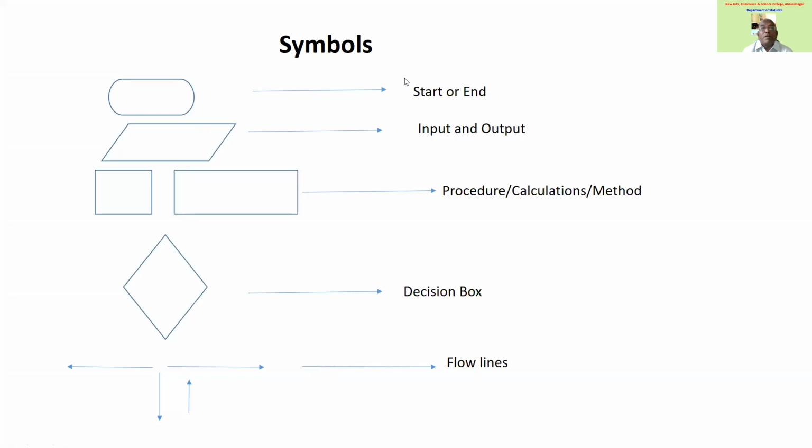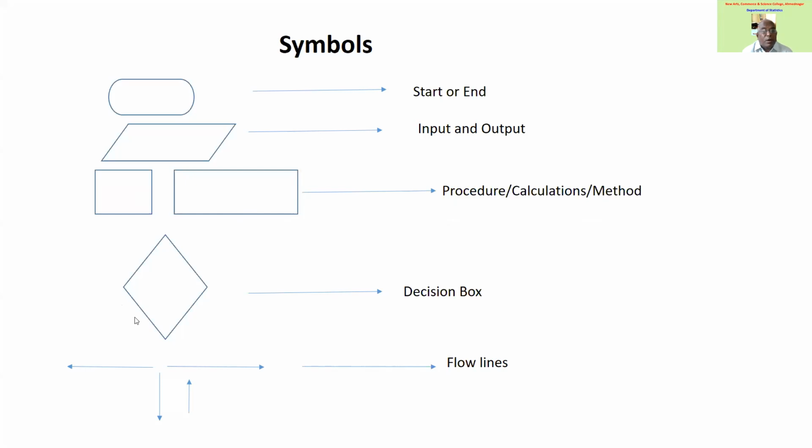Now these are two other symbols, which are either a square or a rectangle. So you can use any one, square or rectangle. And the main purpose of this is to show procedure, to show calculations, to show method, to show the problem solving process step by step. So that is the meaning of these two symbols. You can use any one.